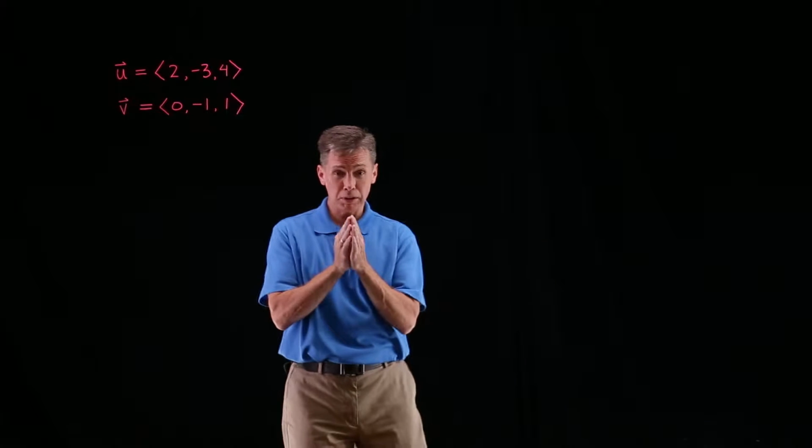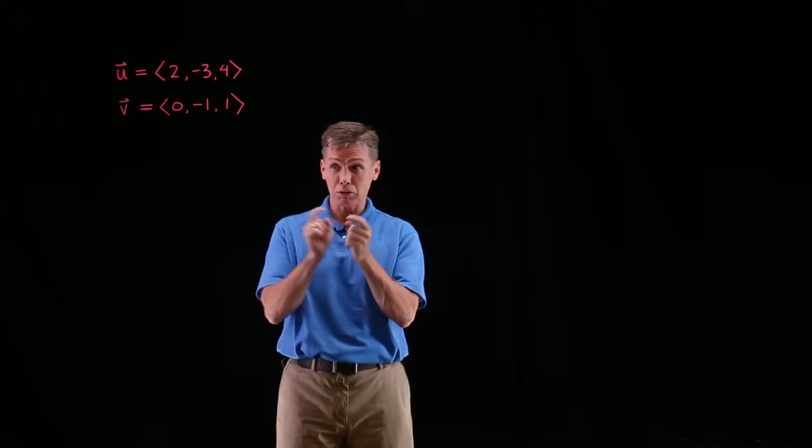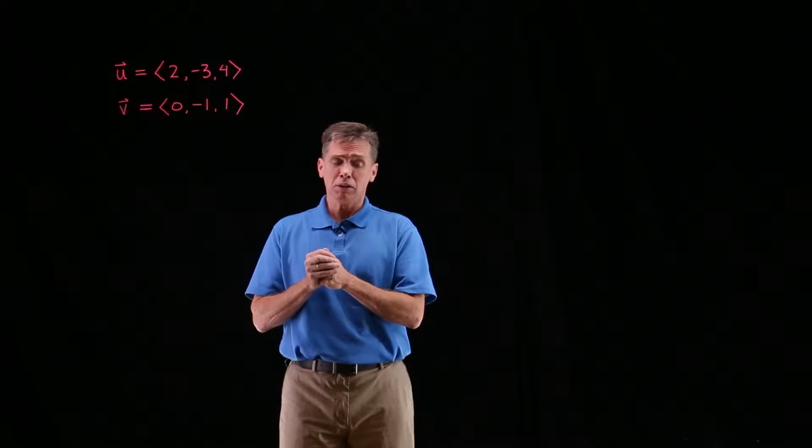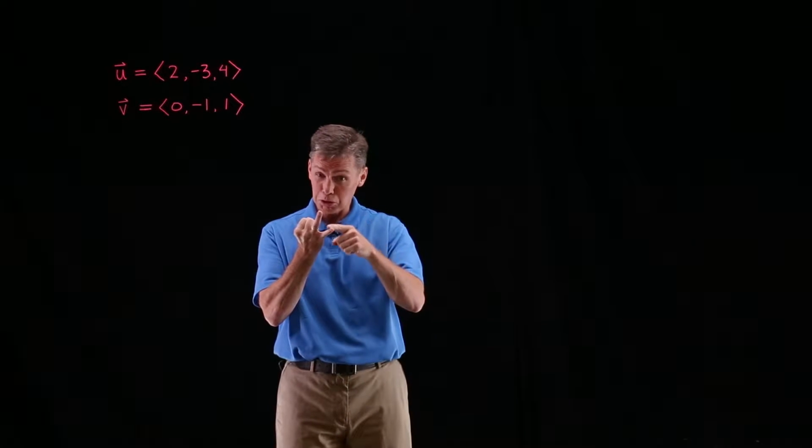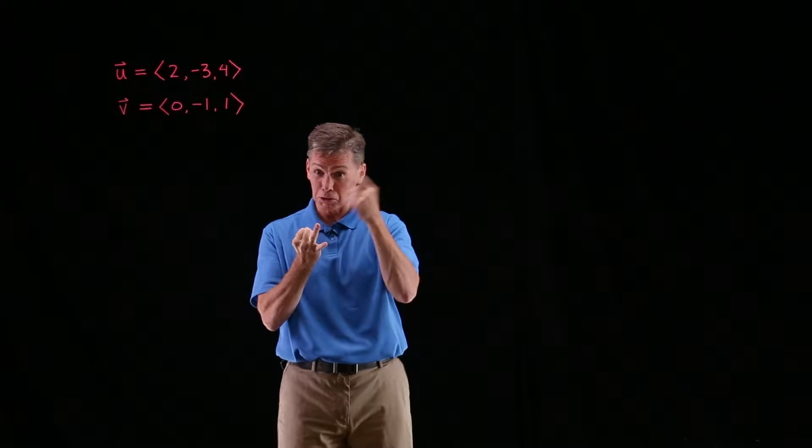In this problem, they give us vectors u and v. What they ask us for is a unit vector that is orthogonal to both u and v. So our vector as an answer is supposed to have two qualities. It's supposed to be a unit vector, and it's also supposed to be orthogonal to these two.